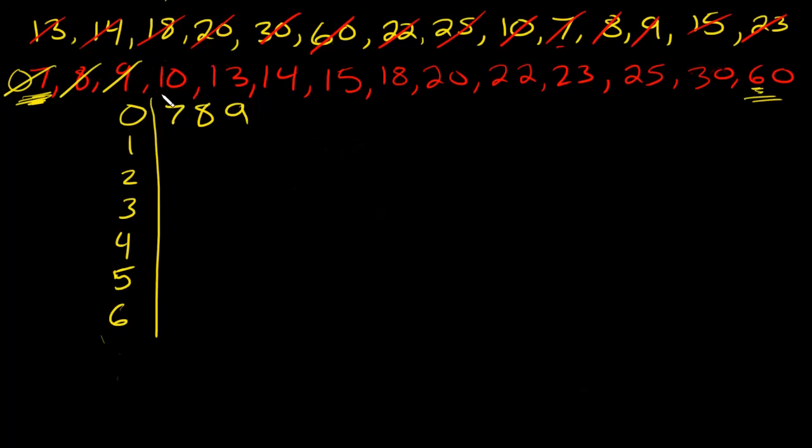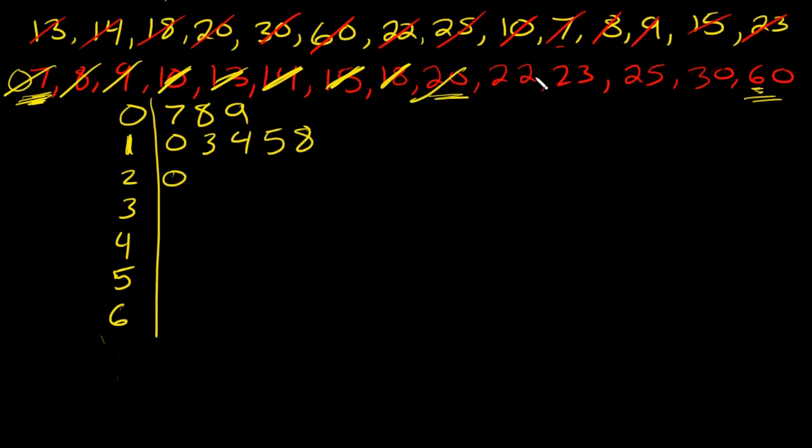Then we go to the next, we have 10. So 10 will be next to the 1, right? 1, 0, 10. 1, 3, 13. 1, 4, 14. 1, 5, 15. 1, 8, 18. Then we go to 20. 2, 0, 20. 2, 2, 22. 2, 3, 23. 2, 5, 25. And then next one we go to 30. 3, 0, 30.